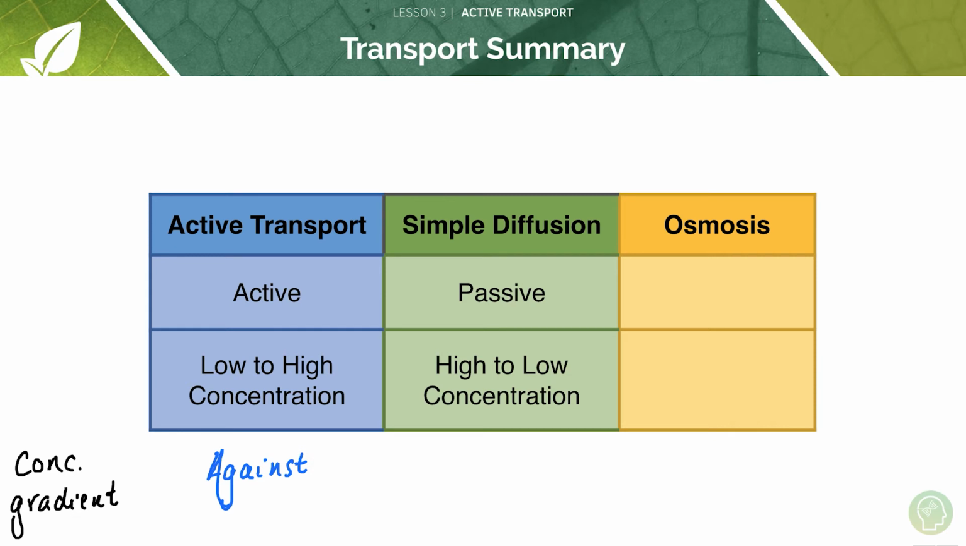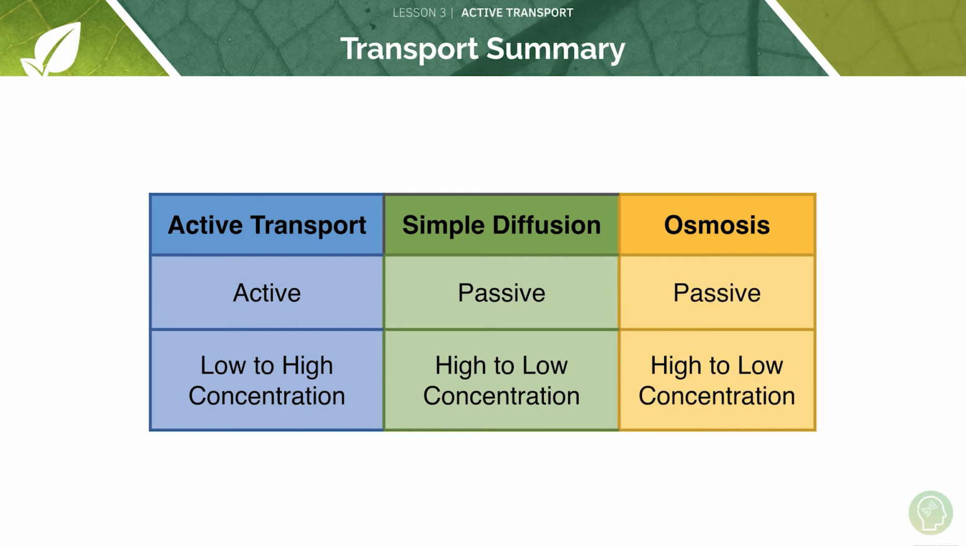In simple diffusion, it's going to be a passive process because it's moving down a concentration gradient, so I'll just write down the concentration gradient there. And in osmosis, oh sorry, my other writing disappeared when I flipped the slide, but that's also going to be down the concentration gradient, okay? So just note the differences.